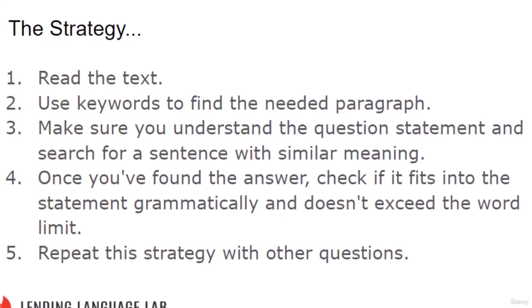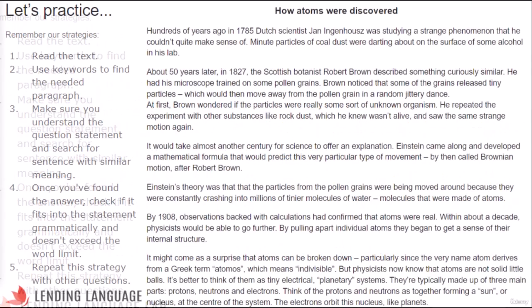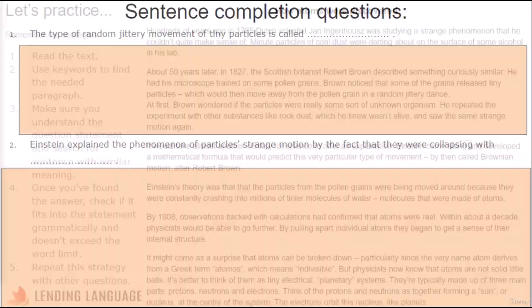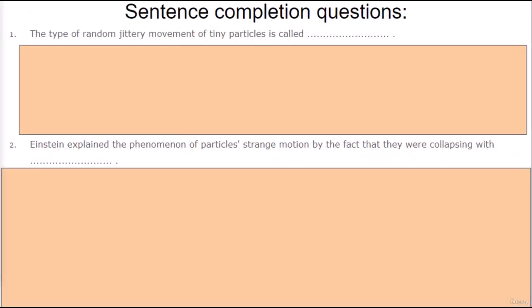To understand all of this better, we are going to look at another example. This lesson's passage is called How Atoms Were Discovered. Before I give you the chance to read, let's look at the statements we will be trying to decipher. Let's start with number 1. The type of random jittery movement of tiny particles is called blank.